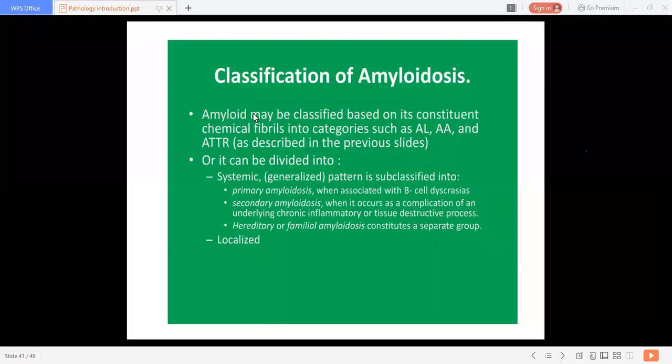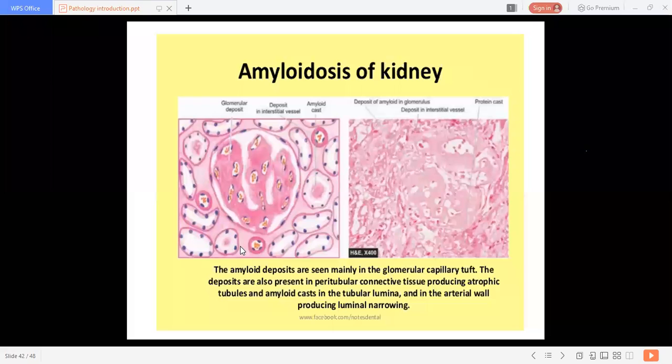Now the next part we are going to discuss is formation of amyloid, how the amyloid gets formed. In case of hypergammaglobulinemia, it always gets initiated by the plasma cells. Why do these plasma cells get activated? What is the reason?